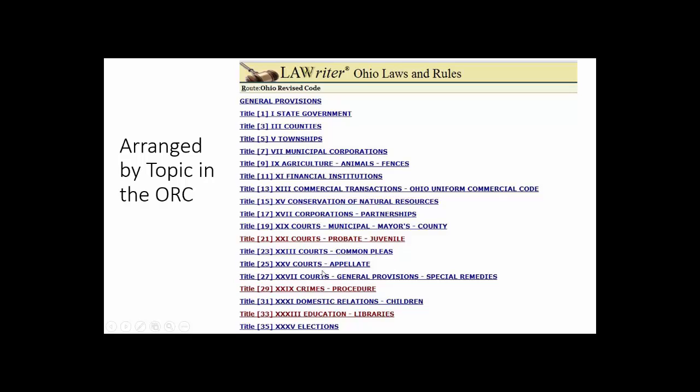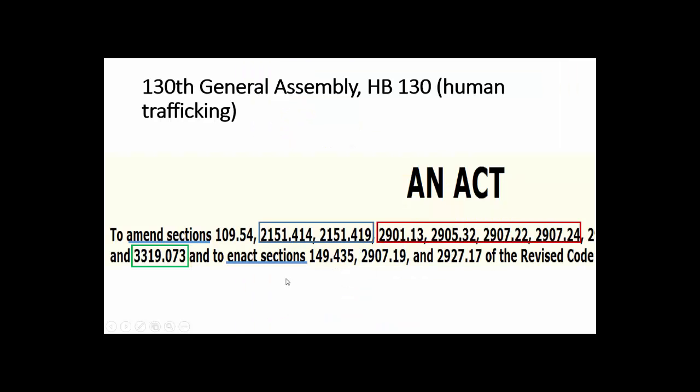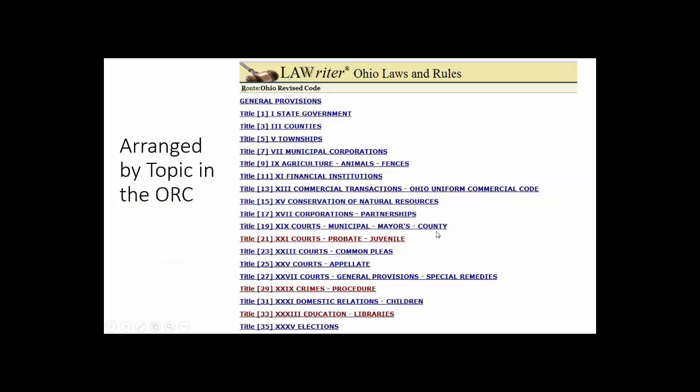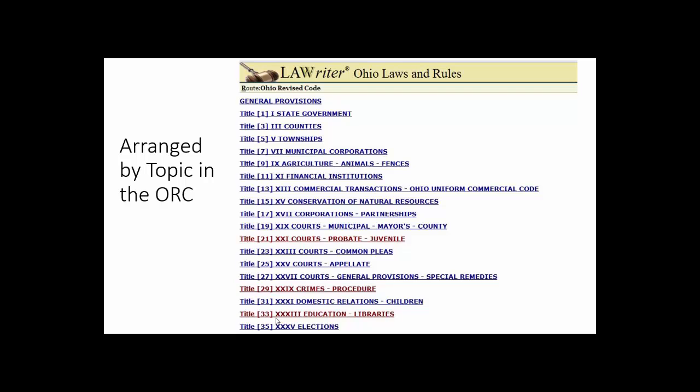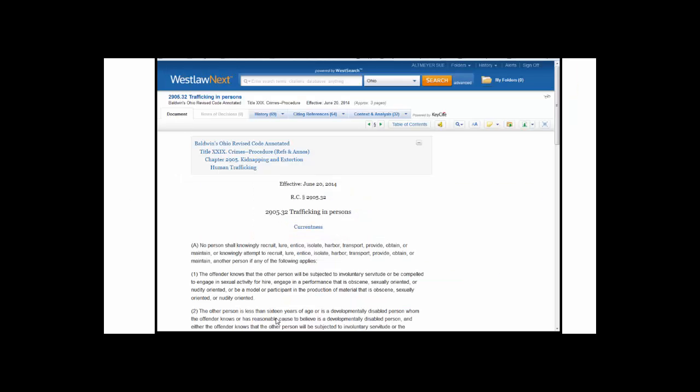So what needs to happen is, the Ohio Revised Code is arranged by topic. So whoever compiles the Ohio Revised Code, for example, Lexis or Westlaw, or this one that's online, they have to update the various sections of the Ohio Revised Code to conform them to the changes made by this new piece of legislation. So there's going to be amendments made to Title 21, Title 29, and Title 33 for this particular act concerning human trafficking.